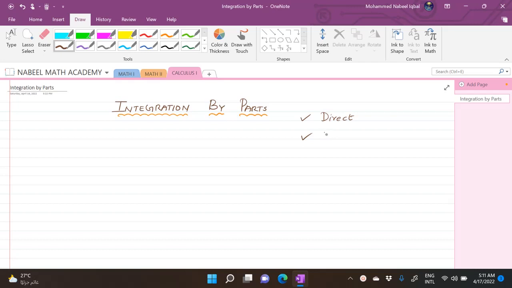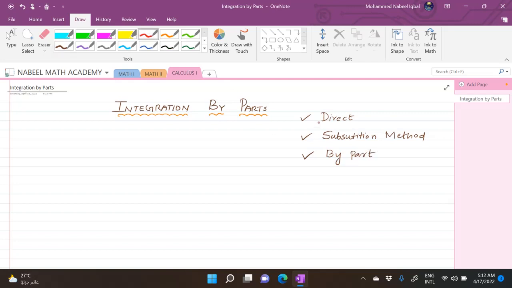substitution method, by taking the u values. And if the integral is not solved by the substitution method, we have to go with integration by parts. So this is the order you have to follow.